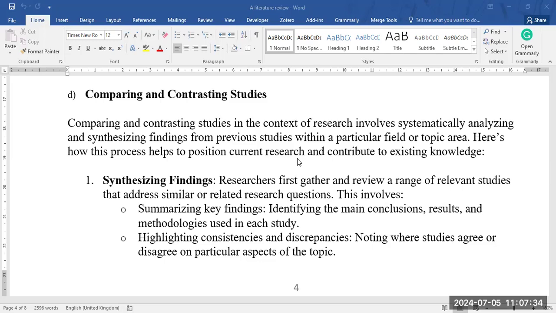So that's why comparing and contrasting studies in the context of research involves systematically analyzing and synthesizing. Analyzing means identifying the findings, and synthesizing the findings means summarizing the findings from previous studies within a particular field or topic area. Here is how this process helps to position the current research and contribute to the field.